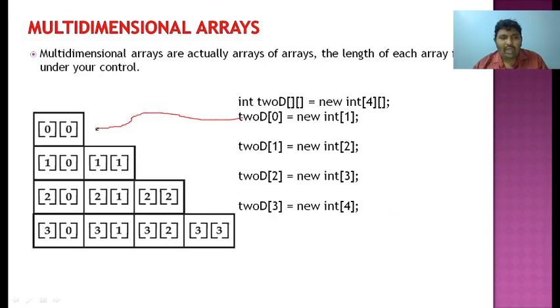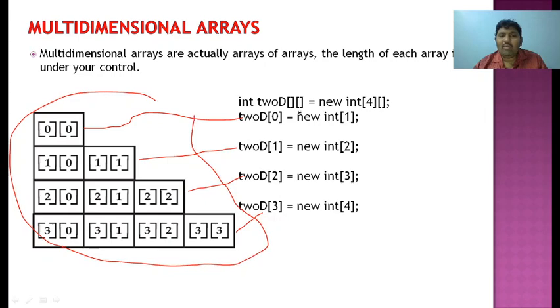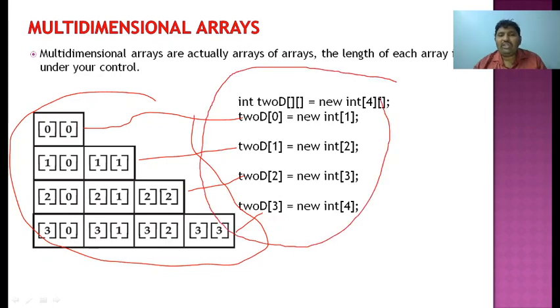So for the first row, how many columns do we need? One column. That's why I mentioned 2d of 0 is equal to new int of 1. Again in the second row, how many columns do we need? Two columns. That's why 2d of 1 is equal to new int of 2. 2d of 2 is equal to new int of 3, and the fourth row contains 4, and that's why 2d of 3 is equal to new int of 4. So like this, in Java, this kind of multi-dimensional array we can very easily create by using this kind of a definition.